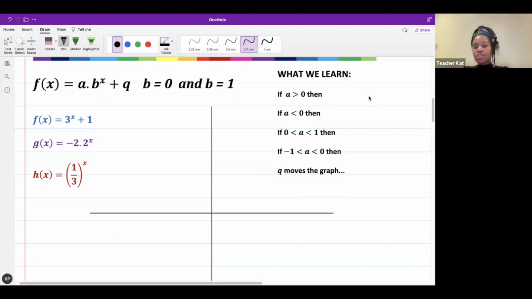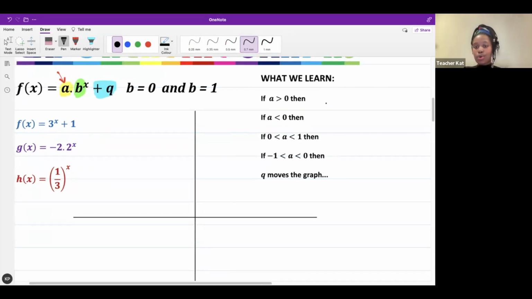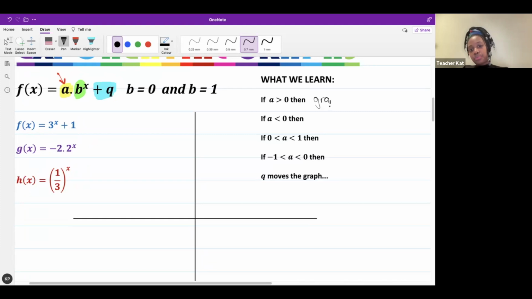Okay, now what we want to learn today is what happens if a, this is our general formula, f of x is equal to a times b to the power of x plus q. We want to know the effects of a on the shape and direction of this graph. Okay, now the first thing that I'm going to say is if a is greater than 0, then your graph will curve up or upwards. Okay, I'm going to show you now what I mean by that. All right, so your graph curves up.